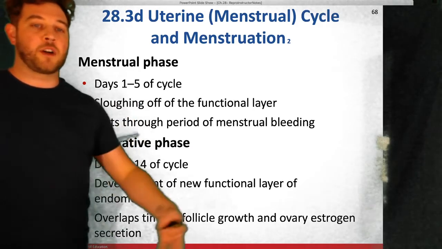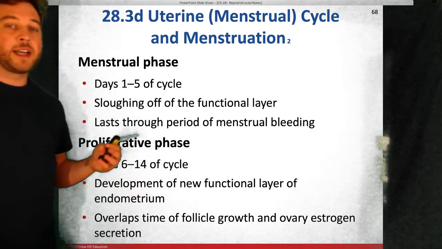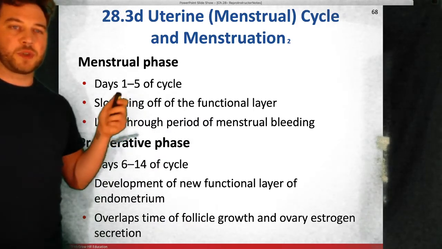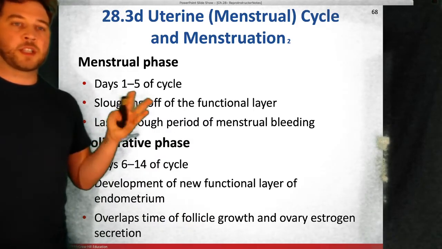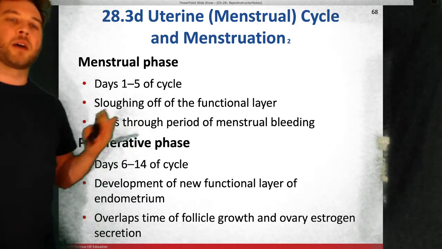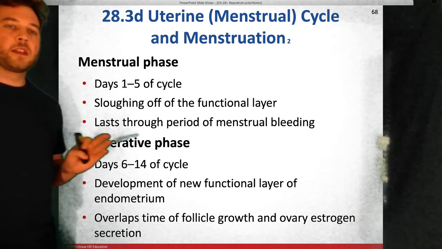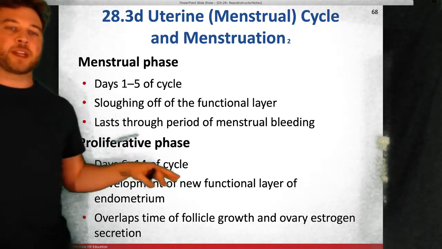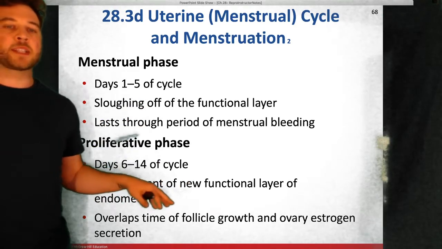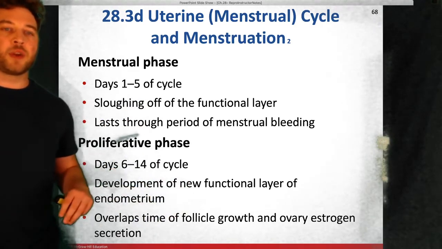The menstrual phase is the first part. It's the sloughing off of the functional layer, and it lasts through menstrual bleeding. So this is those first few days. It will vary; some women will have less flow, some women more. The proliferative phase is the development of the new functional layer, what was sloughed off in the menstrual phase. It overlaps the time of follicle growth and ovary estrogen secretion.